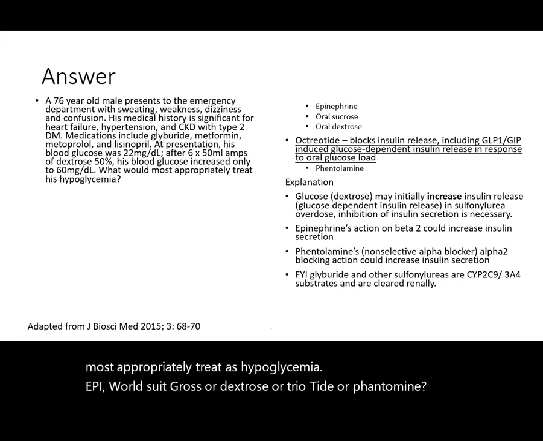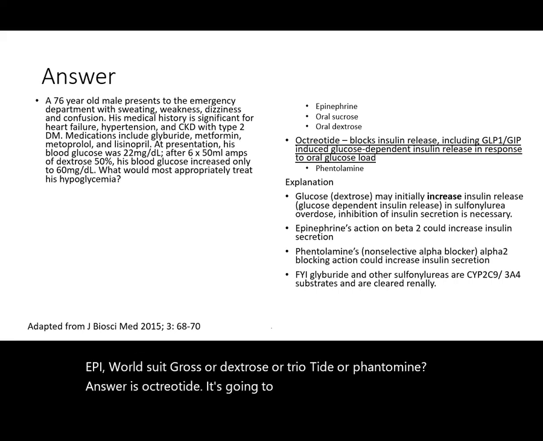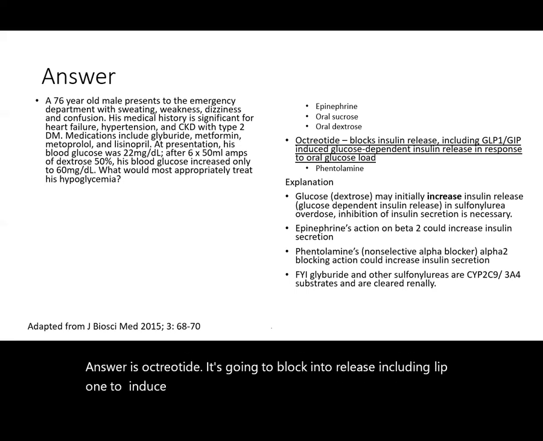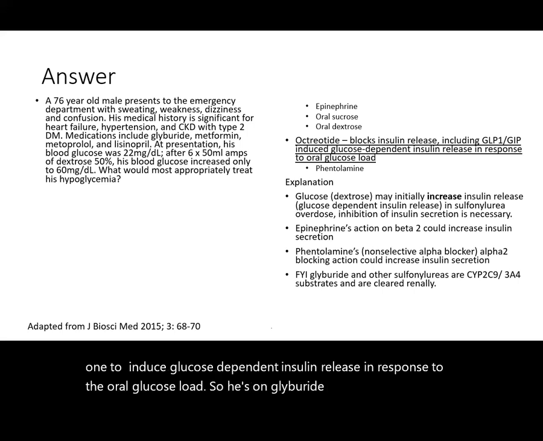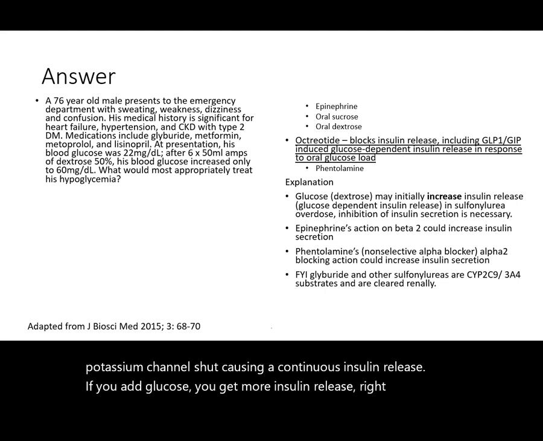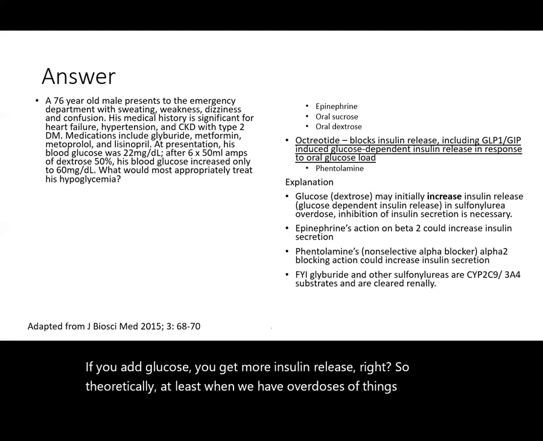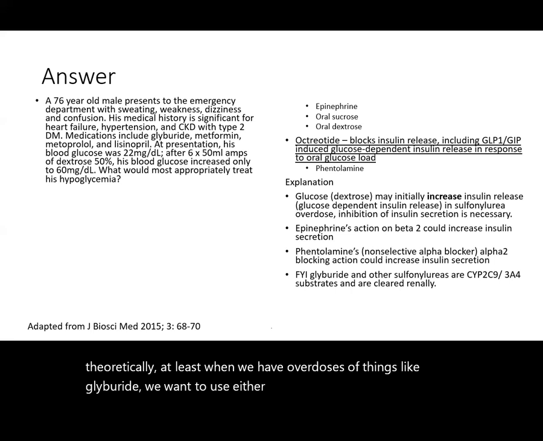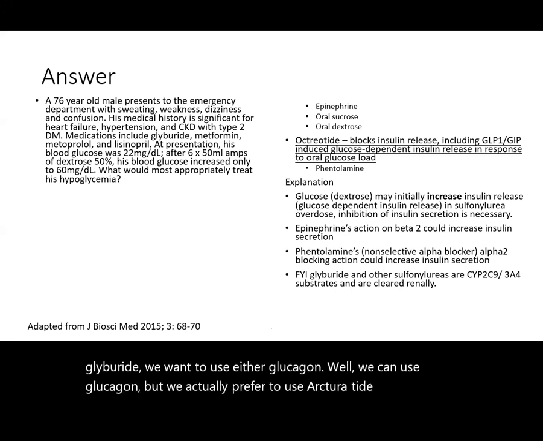Answer is octreotide. It's going to block insulin release, including GLP-1 to GIP-induced glucose-dependent insulin release in response to the oral glucose load. So he's on glyburide. Glyburide slams that potassium channel shut, causing a continuous insulin release. If you add glucose, you get more insulin release, right? So theoretically, at least when we have overdoses of things like glyburide, we want to use either glucagon, well, we can use glucagon, but we actually prefer to use octreotide or diazoxide.